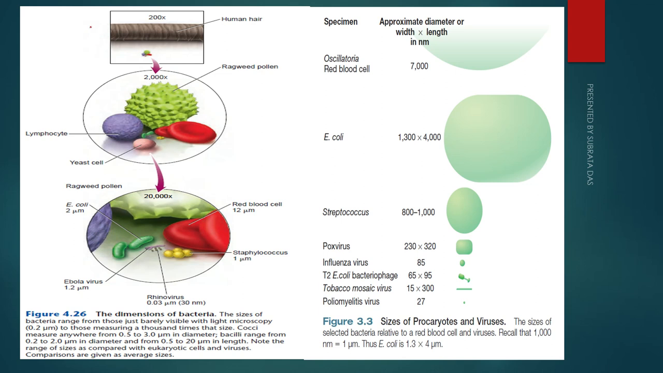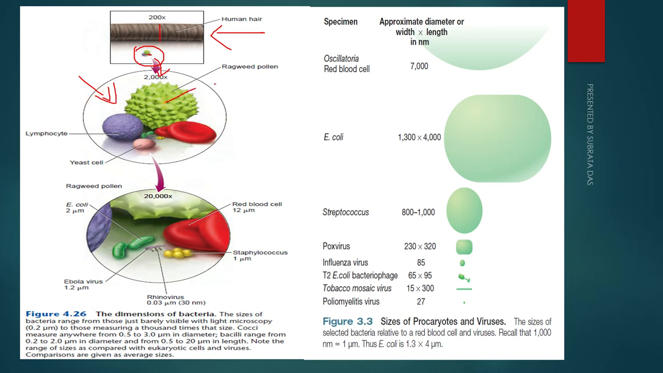So here also you can compare the human hair or human cells with the bacterial cells, the fine structures and the differences between bacterial cells and human cells. So this is the human hair structure. We all know human hair is very thin in size. So in comparison to human hair, these are the bacterial structures or human body cells. If we zoom this portion in 2000x, then we can see this picture.